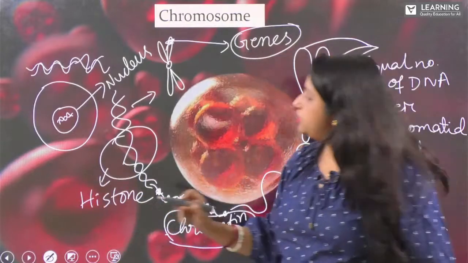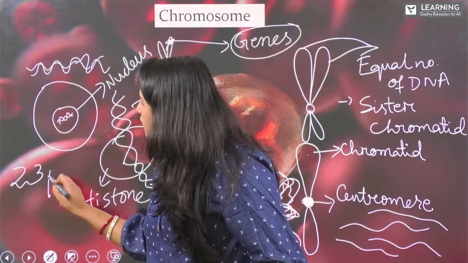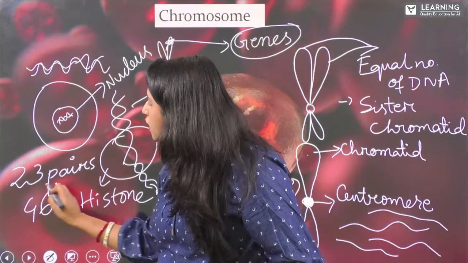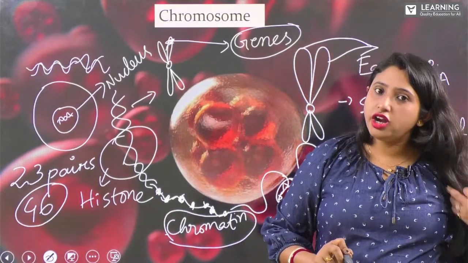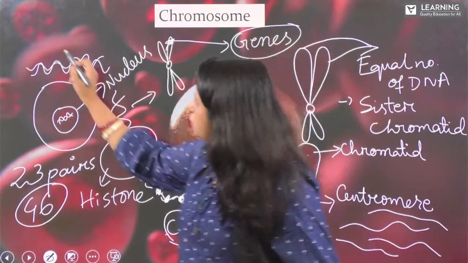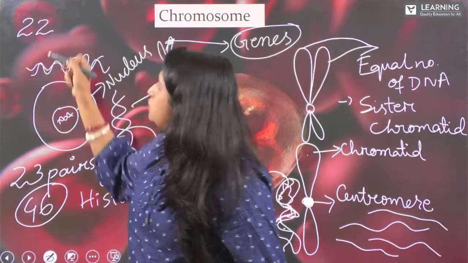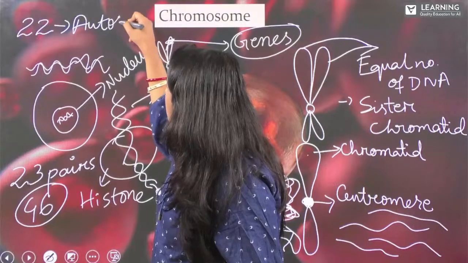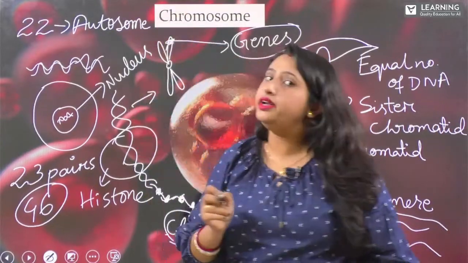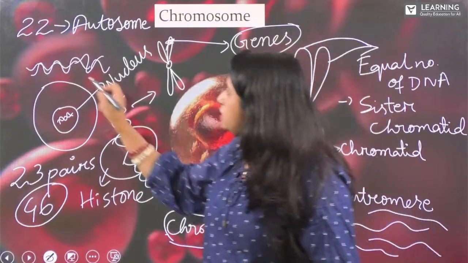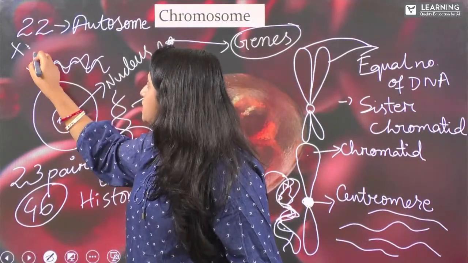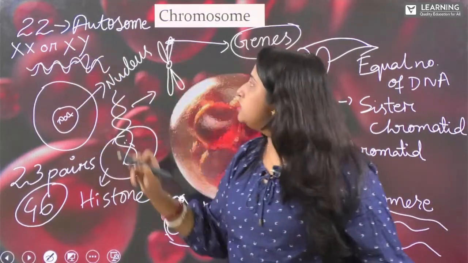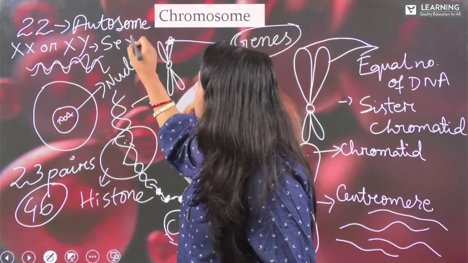Now, how many chromosomes are there in our body? We have 23 pairs of chromosomes. That means in total we have 46 chromosomes in our body. Out of these 46 chromosomes, 22 pairs are autosomes, right? And the other pair is your sex chromosome, XX, or XY in the case of the male. This is the sex chromosome.